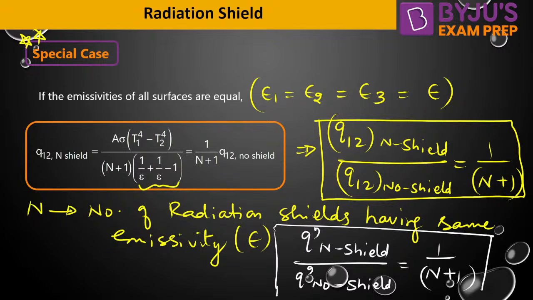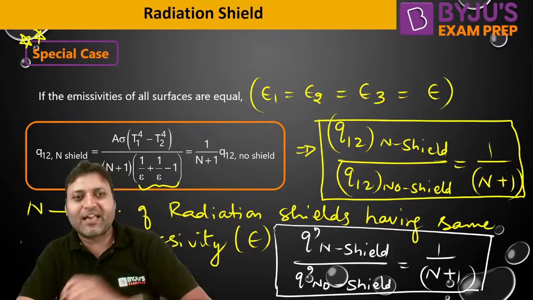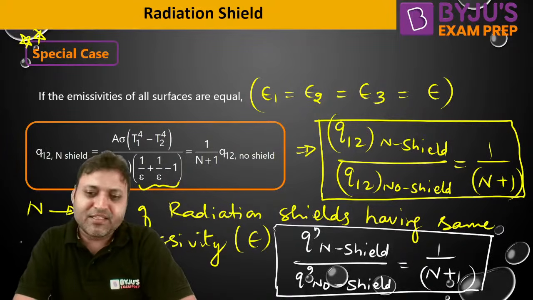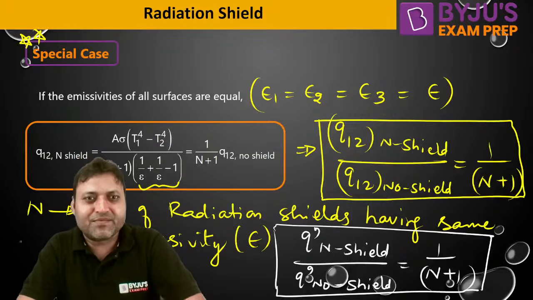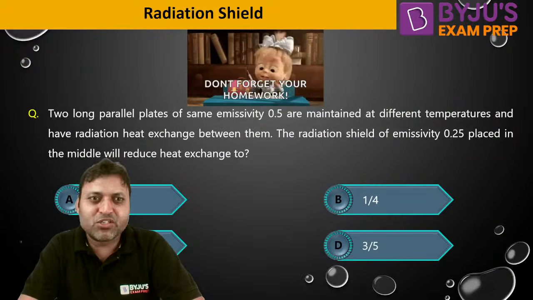This is all about the analysis of the radiation shield. It increases the number of thermal resistances, so that is why it reduces the effect of radiation. Now, that is all from my side.